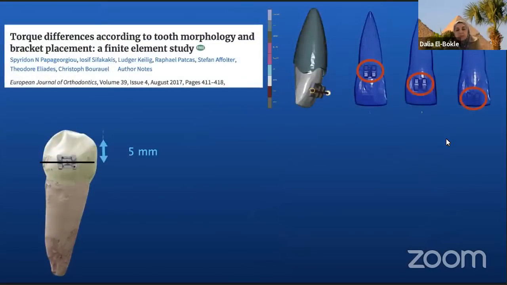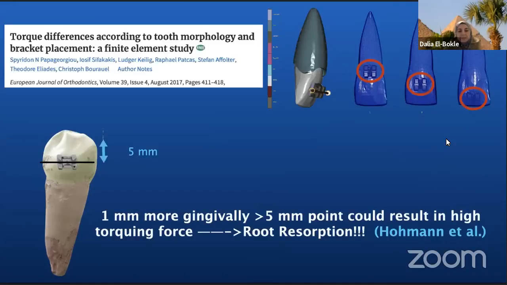Not only torque differences, another study showed that placing the bracket 1 millimeter more gingivally than the 5 millimeter point could result in high torquing force, which, as you all know, high torquing forces can lead to root resorption.